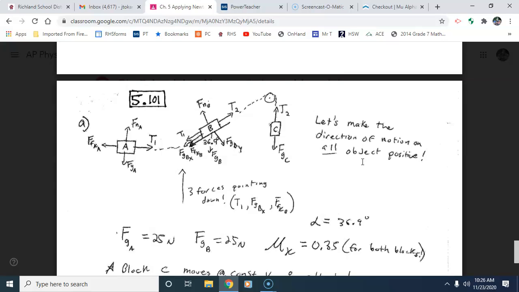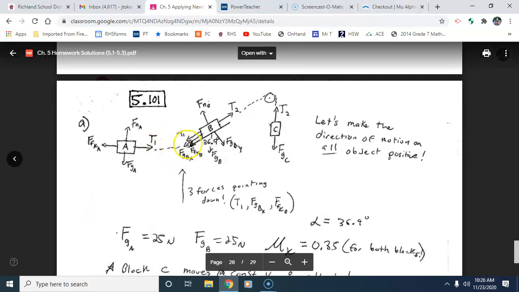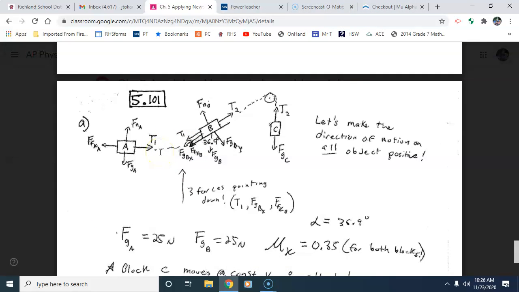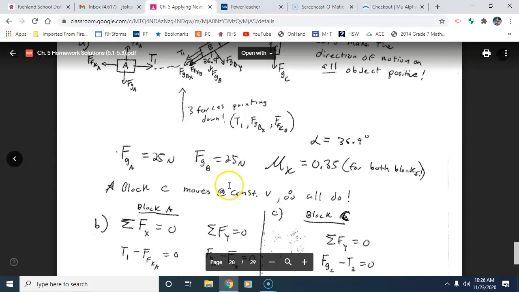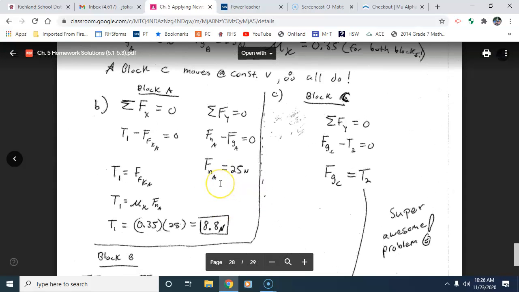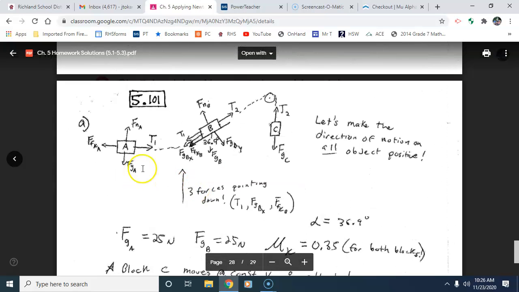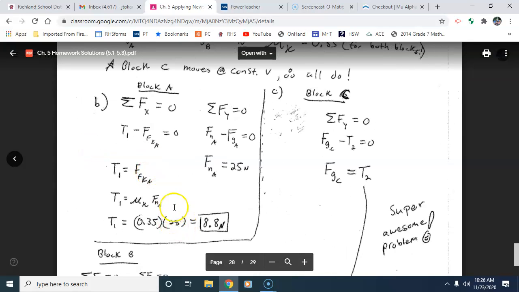Block A and B both weigh 25 newtons, but we don't know what block C is. We're going to be asked then in part B to find the tension in the rope connecting just these two blocks. All right. So I'm going to set up Newton's second law dealing with just those for part B. So on block A, we have tension to the right minus friction to the left.